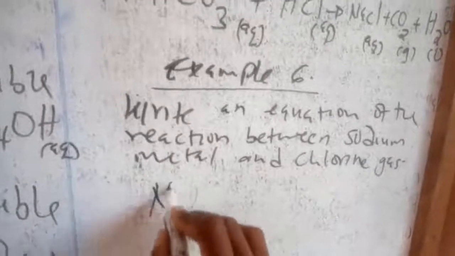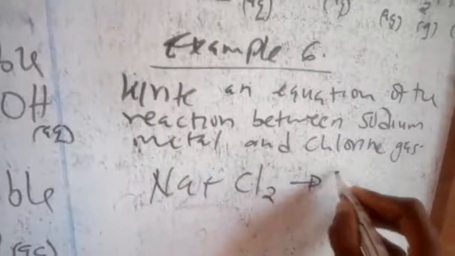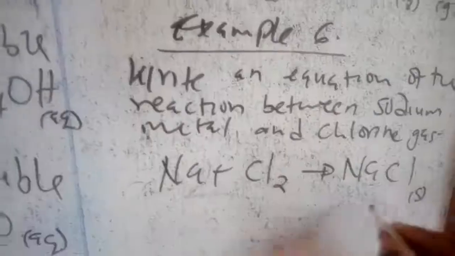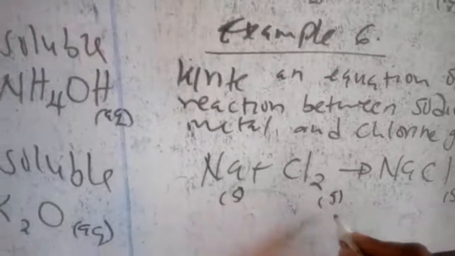You're supposed to say sodium plus chlorine gas, which exists as a molecule, so you will get sodium chloride like that, and that is a solid, and here we have a solid, here we have a gas, and therefore you are supposed to get it that way.